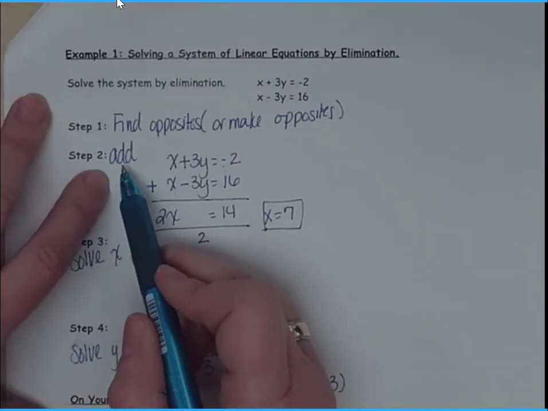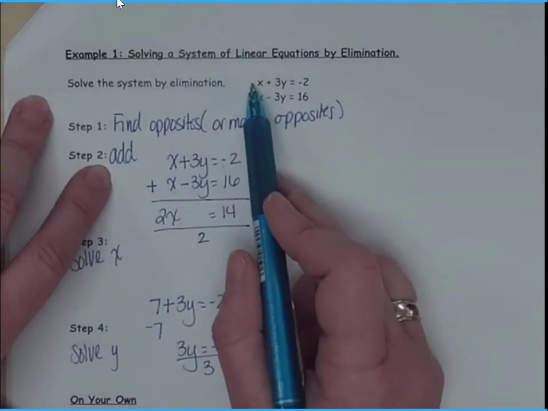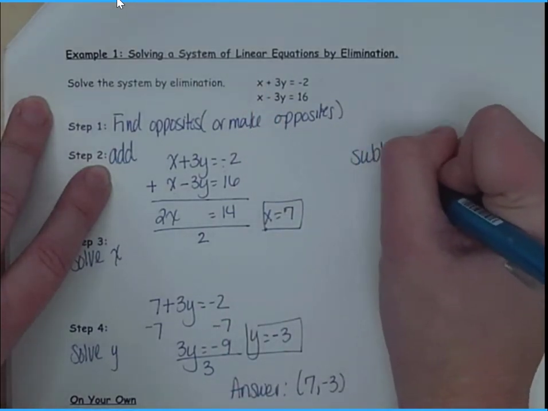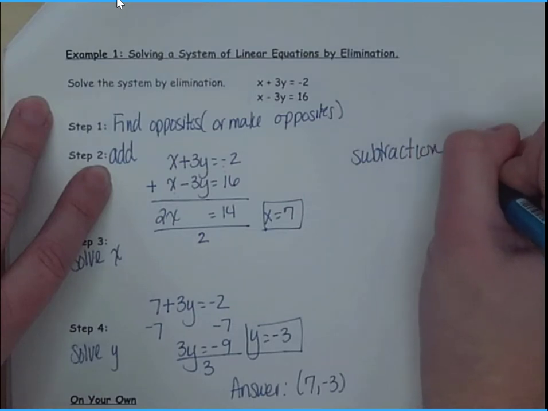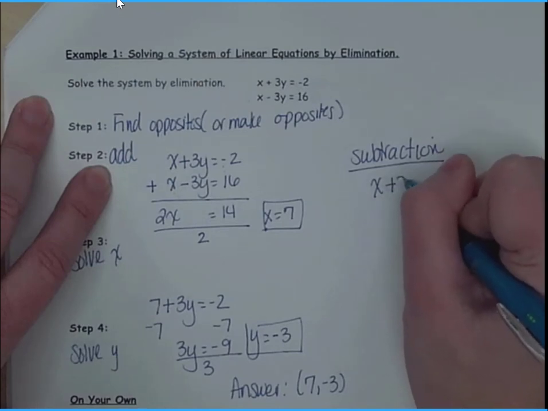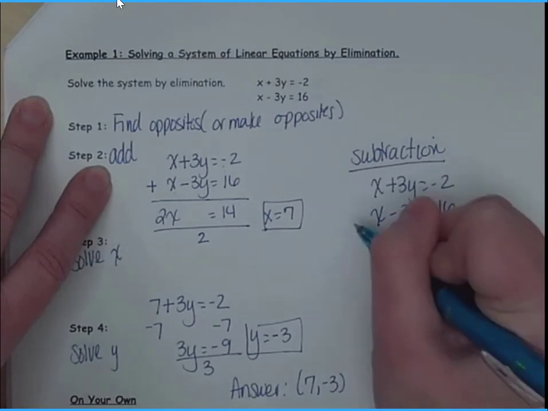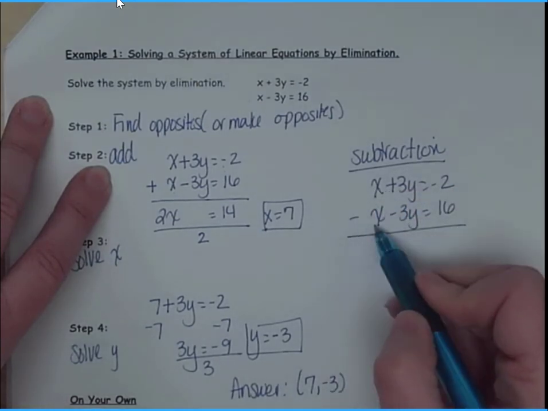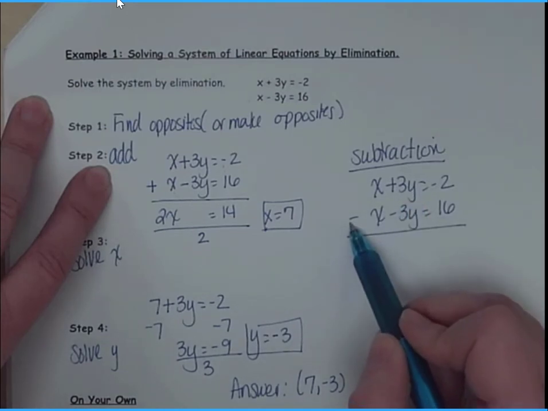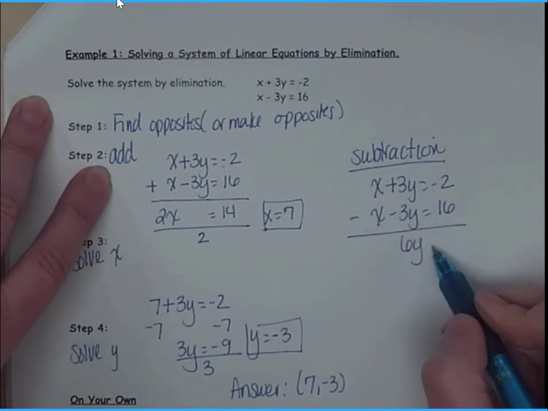So what would it look like to subtract? If we're to add, we want opposites. If we're to subtract, we want the same variables. So watch what happens here. Now, I'll be honest, I'm not a huge fan of subtraction here because of those negatives. I have x plus 3y equals -2, x minus 3y equals 16. So when I subtract, x minus x is 0. Now be careful here. 3y minus a -3y, add the opposite, so I end up with 6y.